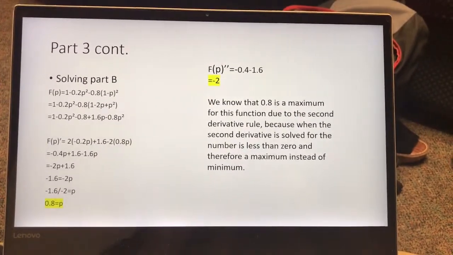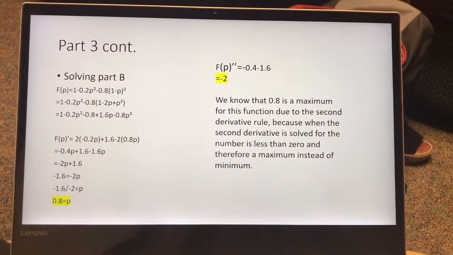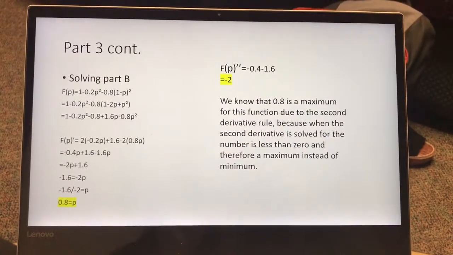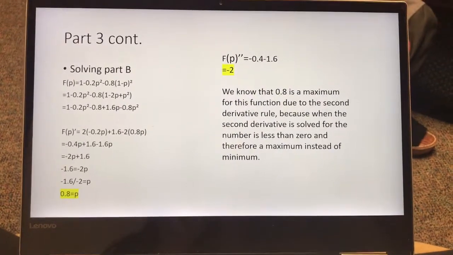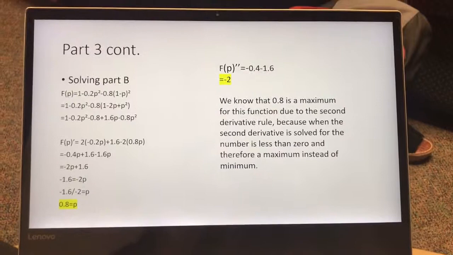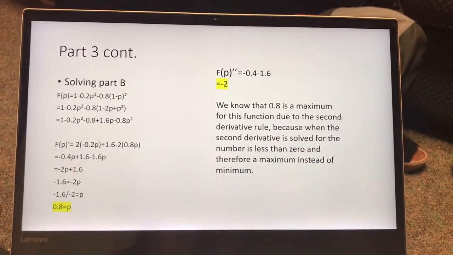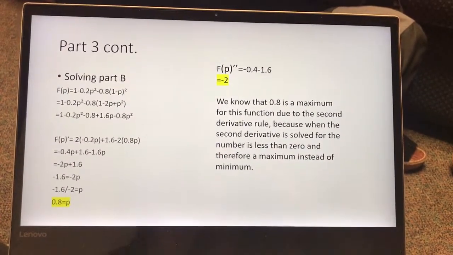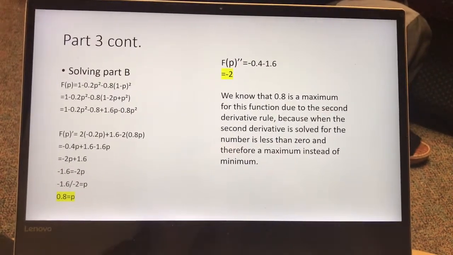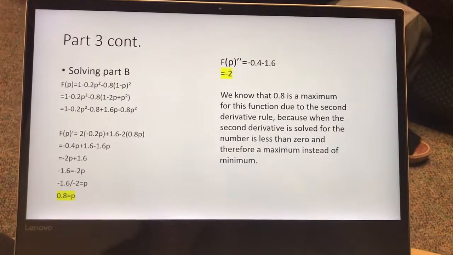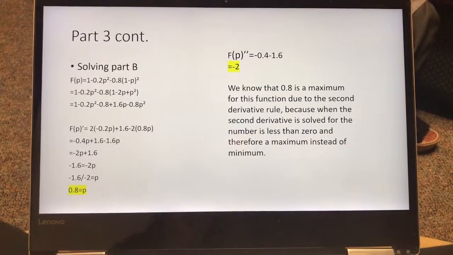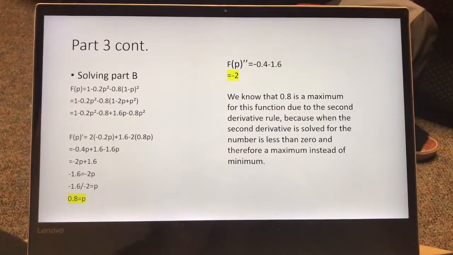And then for part B, we're going to find the maximum by finding the first derivative and setting it equal to 0. And so we're going to get p equals 0.8. And then to ensure that this is a maximum rather than a minimum, we are going to use the second derivative rule, which states that if the second derivative is solved for and the number is less than 0, it is a maximum, and if it is more than 0, it is a minimum. And so it is -2, which is highlighted in yellow as well, and of course that is less than 0, so that is a maximum.